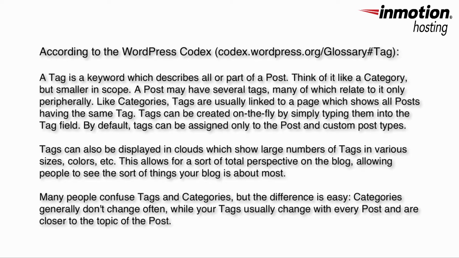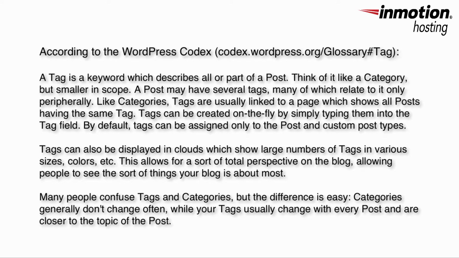Tags can be created on the fly by simply typing them into the tag field. By default, tags can be assigned only to the post and custom post types. Tags can also be displayed in clouds, which show large numbers of tags in various sizes, colors, etc. This allows for a total perspective on the blog, allowing people to see the sort of things your blog is most about. Many people confuse tags and categories, but the difference is easy.